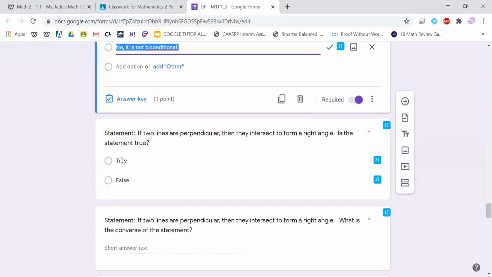We are good. All right, statement, if the two lines are perpendicular, then they intersect to form a right angle. Is this statement true?